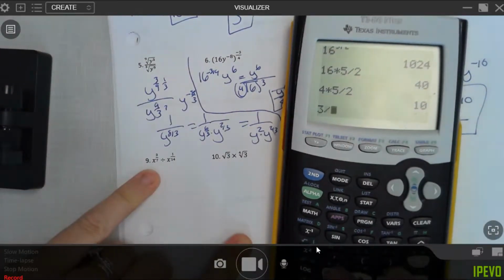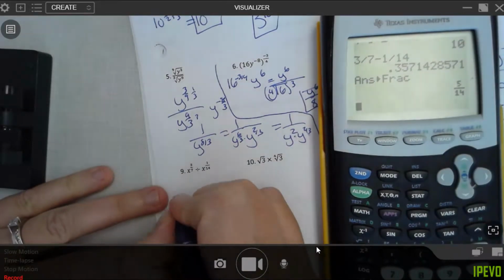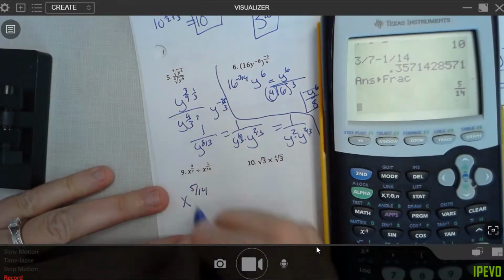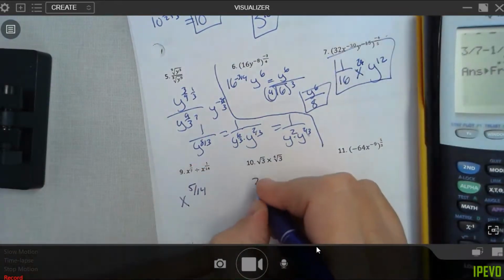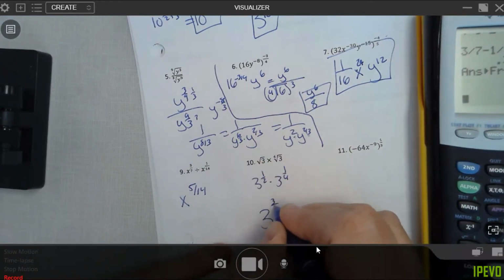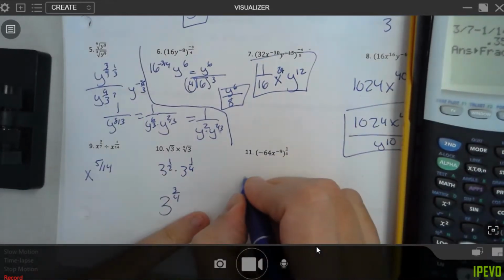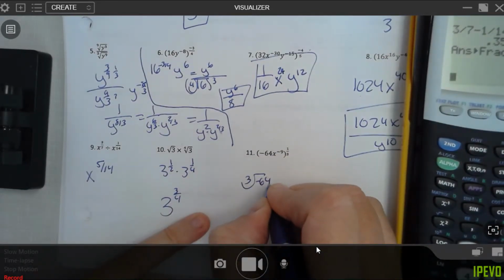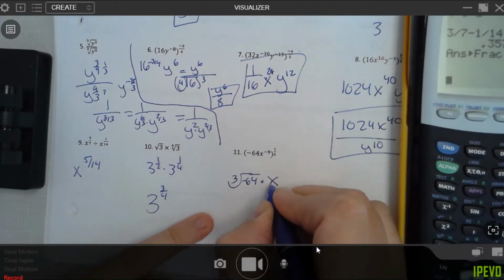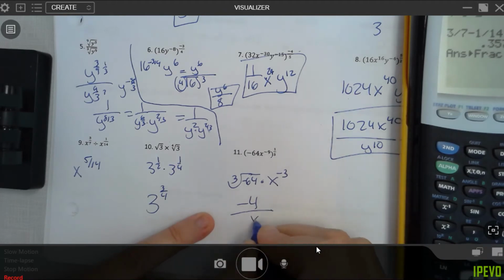So hopefully you paused it and now you're checking your work. So I'm going to subtract because it's division. So it's 5/14, so x to a 5/14. This would be 3 to a 1/2 times 3 to a 1/4. So add those, and I get 3/4. That's a cube root of negative 64, times, and that would be x to a -3. Cube root of negative 64 is -4. That would go on bottom to make it positive.